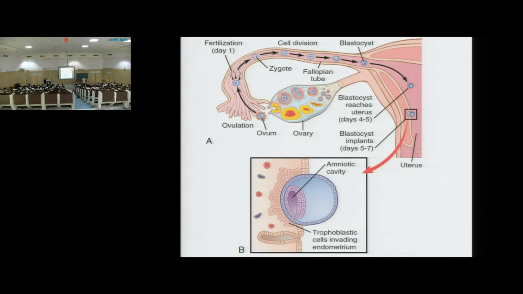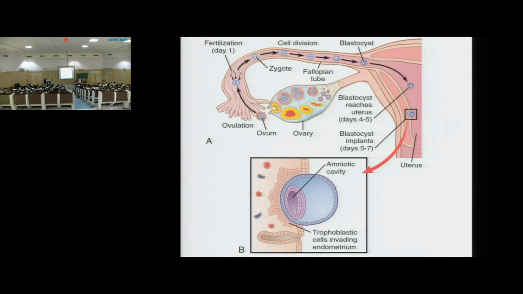Now, initially, the isthmus part of this fallopian tube remains a little constricted, and it takes some time for it to relax. This relaxation occurs again under the influence of the progesterone, which is being released. So this is another effect of the progesterone, which is helping in the relaxation of the isthmus. Because of this, the zygote can move further ahead. This takes maybe 1 to 2 days that is lost from here.